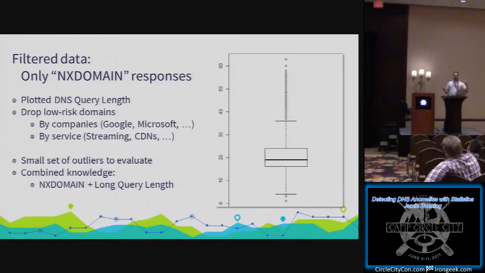So, like I said, filtered down and selected out just those responses that included NX domain. From there, we then plotted their query length, so kind of combining this idea that lots of NX domains are potentially suspicious, and then taking with that the query length, long query lengths being suspicious, and trying to look at the outliers there. But before plotting this, I went ahead and also took out companies and services that were probably low risk for us. So it definitely made a cleaner graph for us.